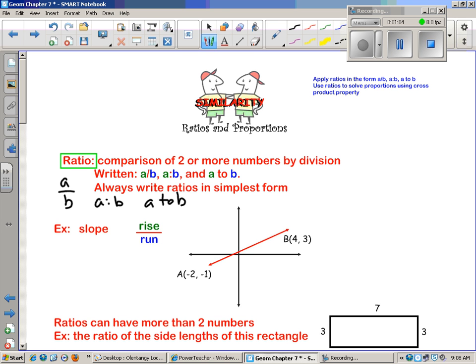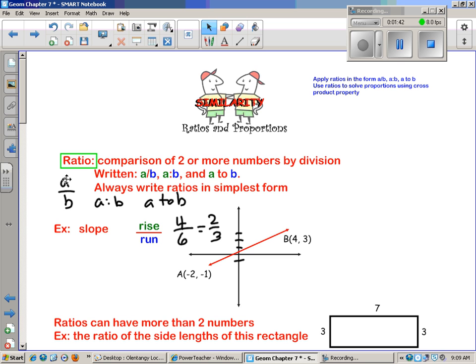Like, for instance, to get from the rise from -1 up to 3 is up 4, and then over from -2 to 4 is over 6. So the ratio, or the slope of that line, is 2 over 3, right? Ratio is just comparing by division. Oh, I forgot to give you your targets. Right, so here are your targets for the chapter.